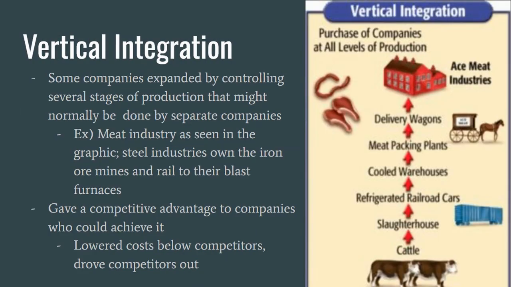One way these companies grew so large was vertical integration, in which they expanded by controlling several stages of production that might normally be done by separate companies. As the example in the graph shows, the meat industry might try to own and control everything from the cattle to the slaughterhouse, transportation, and packaging of the meat. This gave the competitive advantage to companies that could achieve it and would significantly lower their costs and help drive out competitors.